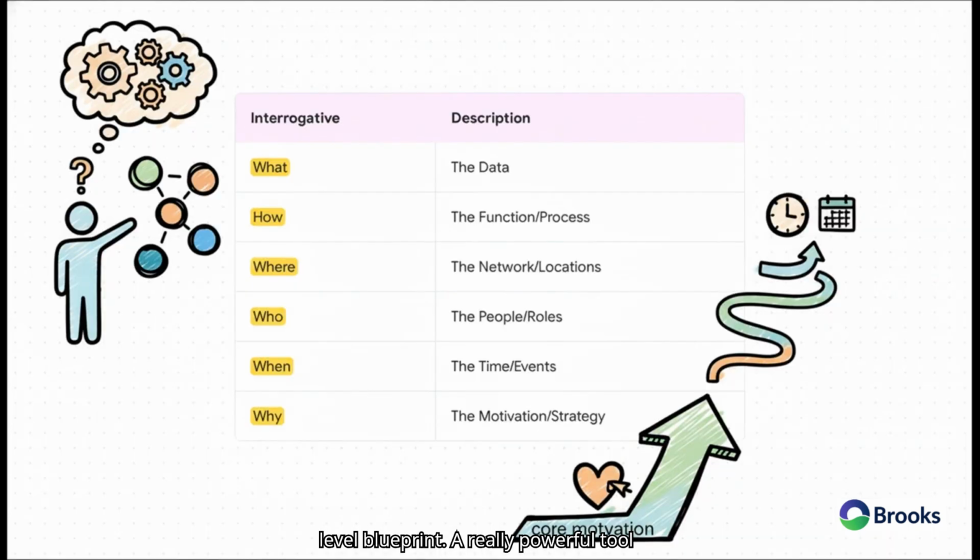A really powerful tool for this is the Zachman framework. What it does is it forces you to deconstruct this huge merger by asking some fundamental questions. Things like what data needs to be integrated? How are our processes going to combine? Who is going to be responsible for what? By answering these questions systematically, you start to build a complete blueprint that makes sure every single part of this newly merged company is aligned to the same strategic why.